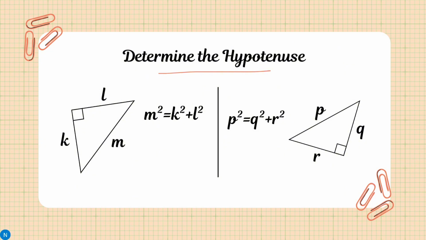For the PQR right triangle, let's look at the right angle. So, if you ask for the hypotenuse, it's on the opposite side. So, the hypotenuse is the p side. So, the Pythagorean formula is p squared equals q squared plus r squared.